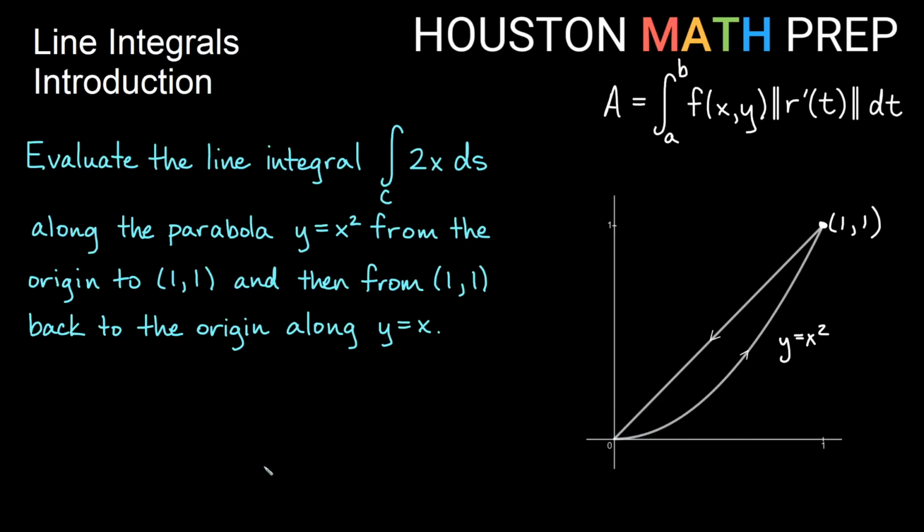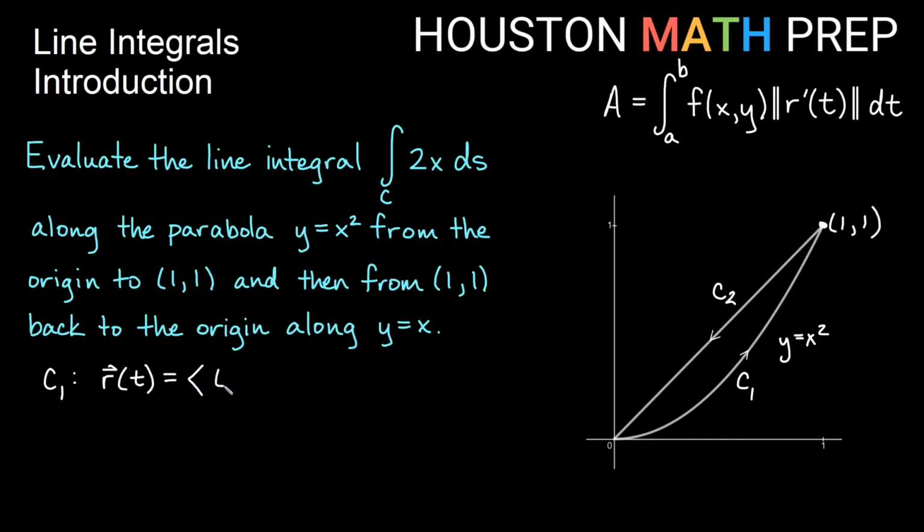To do this, let's go ahead and set this up. So I'm going to call this first one C1, my first curve, and I'm going to call this C2, my second curve. Okay, so we'll need to parameterize both of these curves. So let's go ahead and see. C1, I'm going to call my r of t. Now I need it so that y is equal to x squared, and I go from the origin to 1, 1. So I'm going to parameterize this way.